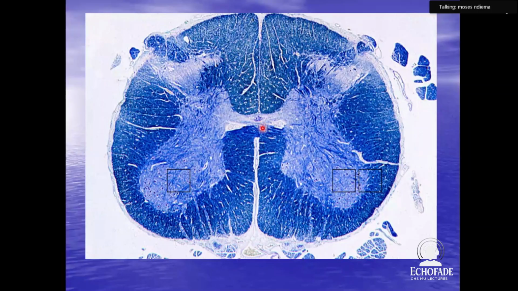So the gray matter is this butterfly-shaped structure that developed from the mantle zone of the neural tube. This part here developed from the ala. This part here developed from the basal part. So the ala and the basal part. And then the roof plate and the floor plate divided this into right and left parts. So we have a right part and a left part.